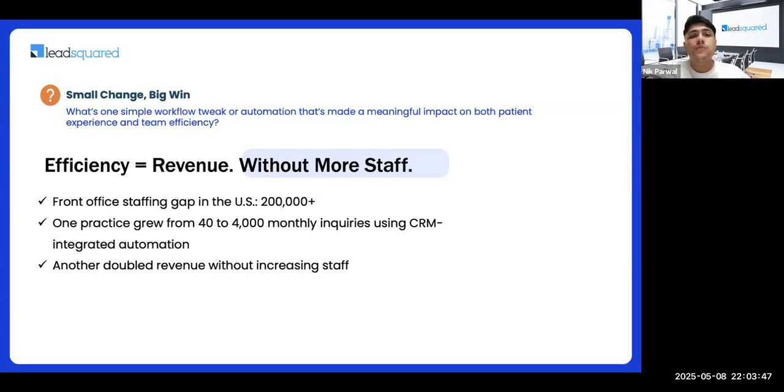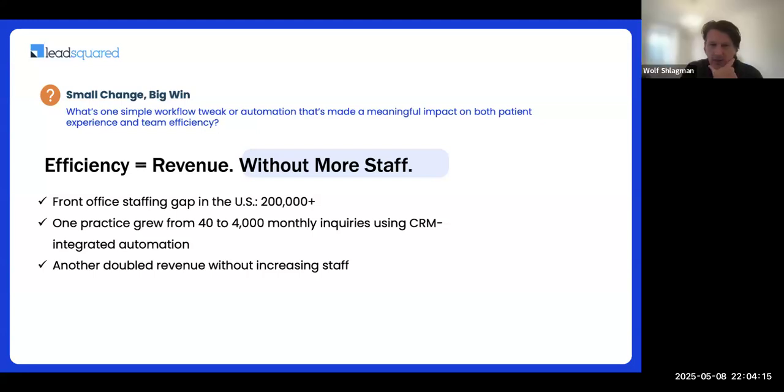What's the one simple workflow tweak or maybe an automation that's made a meaningful impact on both patient experience and team efficiency, either in healthy young minds today or just in general that you've seen? Like, what's the most common workflow or automation somebody can introduce for a much better impact?